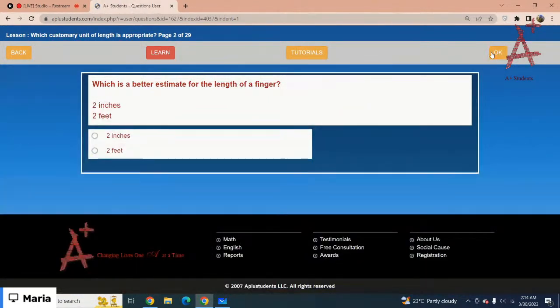Okay, what is the better estimate for the length of a finger? Is it 2 inches or 2 feet? Feet is a very big unit for the length of a finger. Got it? The length of the finger is 2 inches. Got it? The correct option is inches.